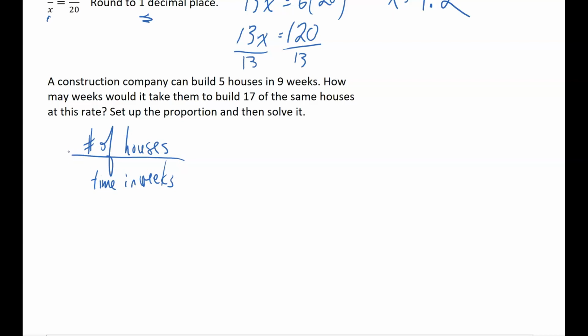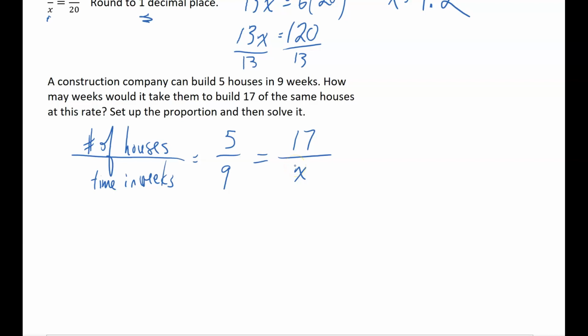All right, so if we set up that ratio, where there is one ratio that is 5 houses in 9 weeks. Then, equivalent to that, on the other side of the proportion, how many weeks will it take them to build 17 houses? So we want to put the number of houses, 17, over here, and the number of weeks for that is our unknown. So we will solve it.